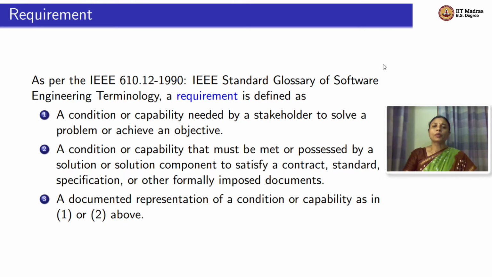This is the definition as per the IEEE standard glossary for software engineering terminology. I had referred to the same definition right in the first week. So the glossary is 610.12, dated 1990, old, but some definitions don't change. So a requirement is defined as follows. There are stakeholders, which are basically users of your software. So it's a condition or a feature or a capability that is needed by a user or a stakeholder to achieve something. They are using the software to achieve a purpose, to get their work done.